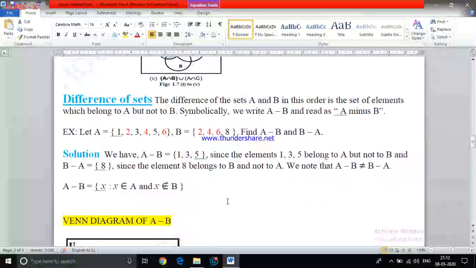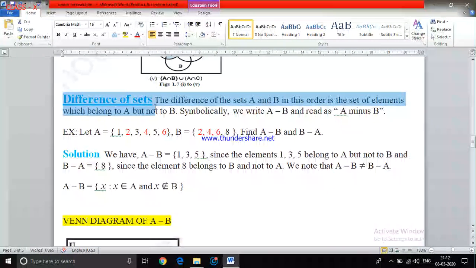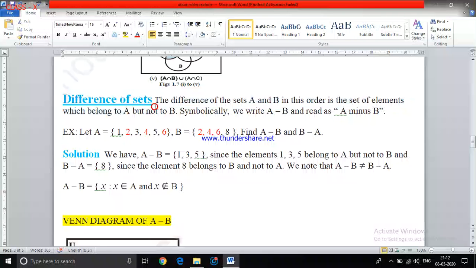Now the third operation on sets: difference of sets. If I have two sets A and B, then how do you find A minus B and B minus A? Now see the definition. You have two sets A and B. In this order of the sets, A minus B is the elements which belong to A but not B.